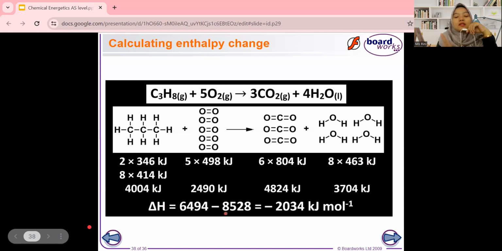Okay, so yes, that's the formula. That's how to use the bond enthalpy theory. Just count the total bond energy in the reactants minus the bond energy in the products. Okay, so that's it. Next is for your practice. I give you a question, so you can solve this question to practice how to use the bond energy for finding the enthalpy change.